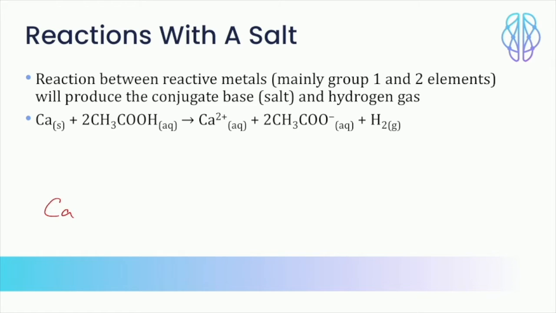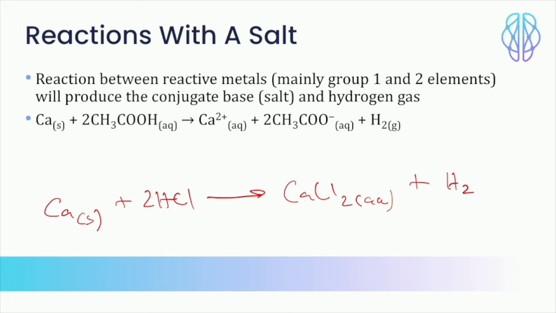So if I have calcium solid plus 2HCl, it'll give you calcium chloride aqueous plus hydrogen gas. And yep, that's balanced. I forgot a state there. So you can see how the two reactions really closely mirror each other. So in both cases, the acid is reacting with the fairly reactive group 1 or group 2 metal to give you that salt. So in this case, it's calcium chloride.